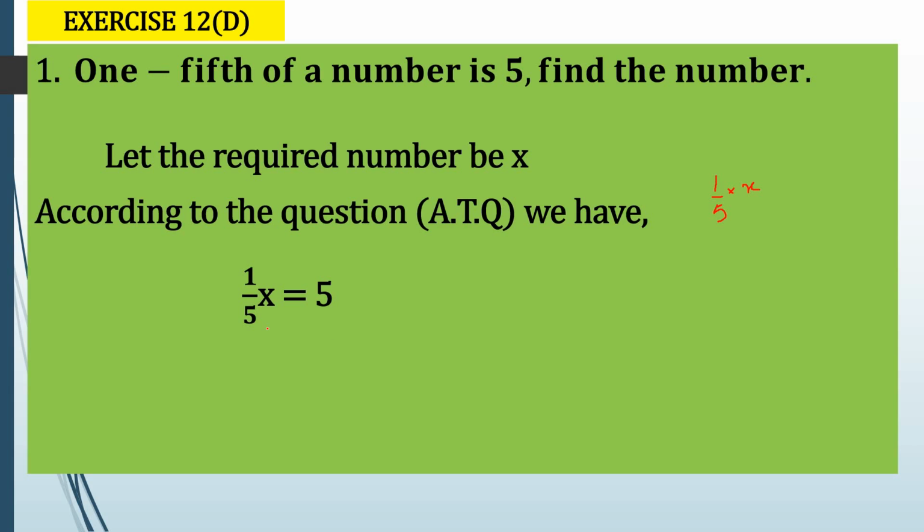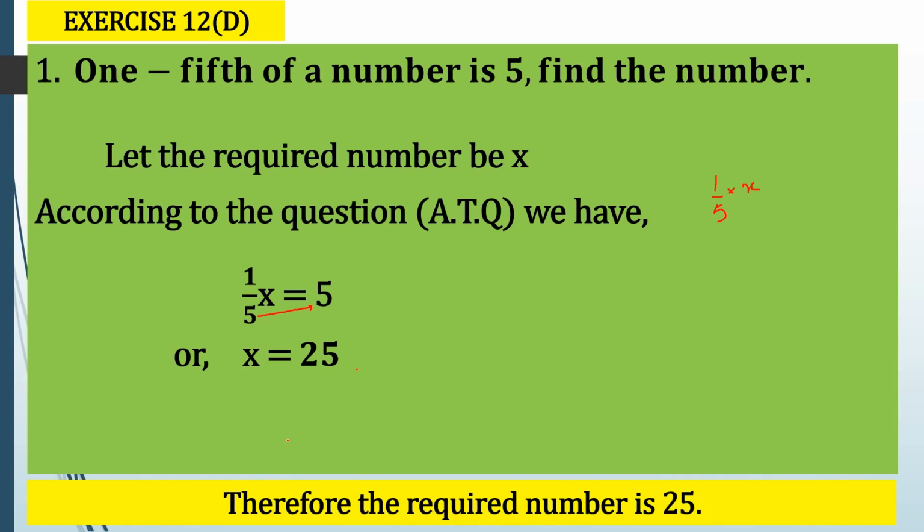Now we need to solve this linear equation, and how do we solve this? We'll cross multiply this 5 with the 5 on the right hand side. So we have x is equal to 5 into 5, which is 25. Therefore, the number which we are supposed to find is x, and how much did we get? x as 25. Therefore, the required number is 25.